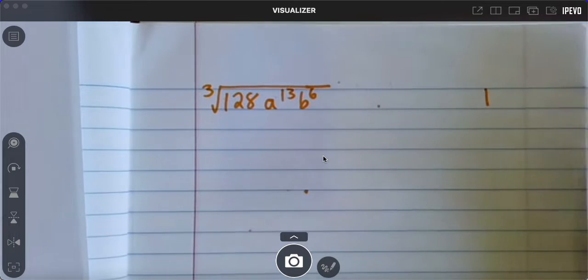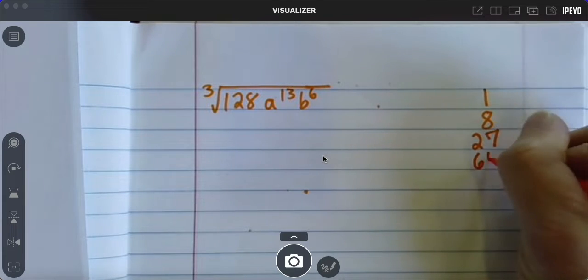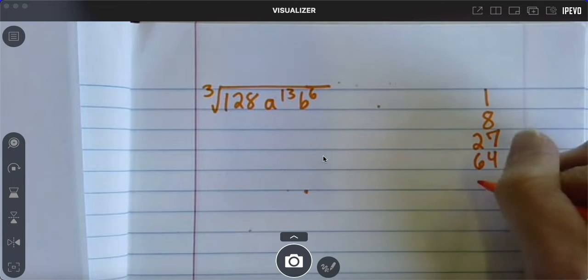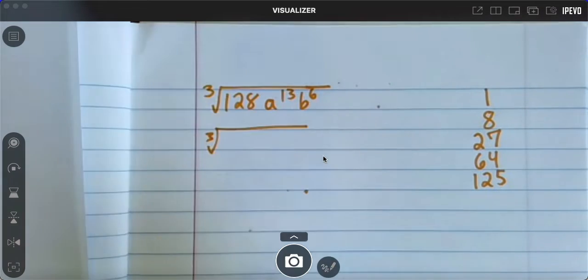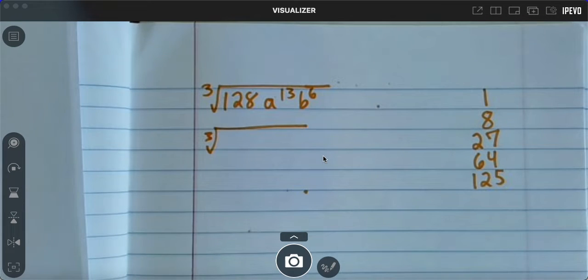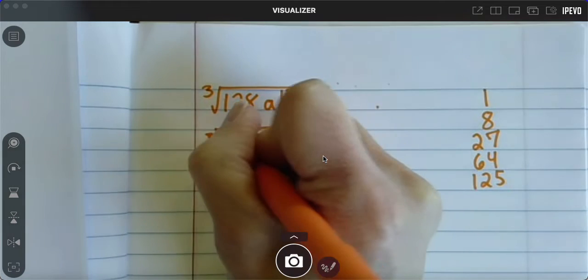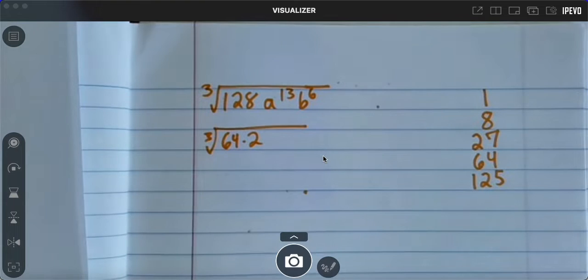What's 2 to the 3rd power? 8. What's 3 to the 3rd power? 4 to the 3rd power? 64. I'll just go one more time. What's 5 to the 3rd power? 125. Do any of those numbers go into 128? 125 does not divide evenly. What divides evenly into 128? Should be very obvious. 64. 64 times what is 128? 2. So I just replaced it. Now I have a perfect cube in there.